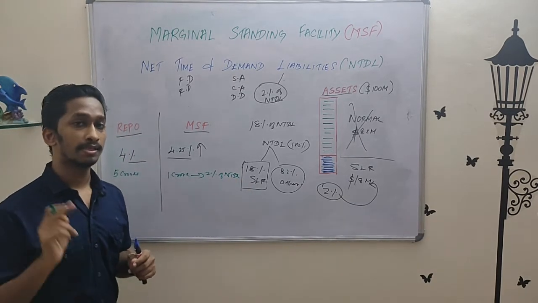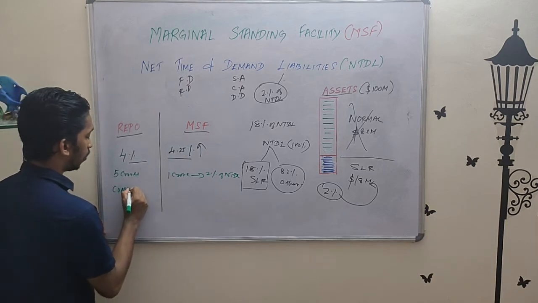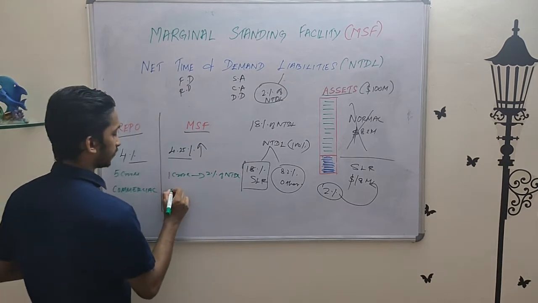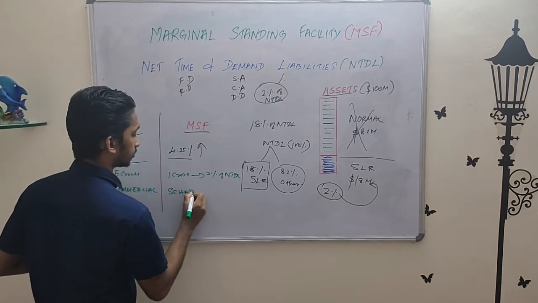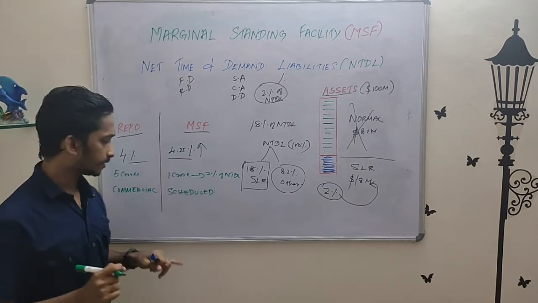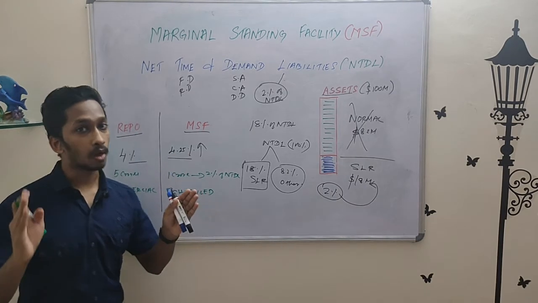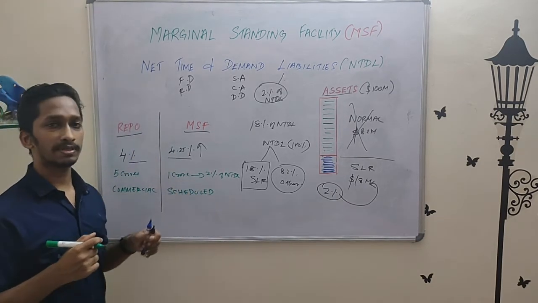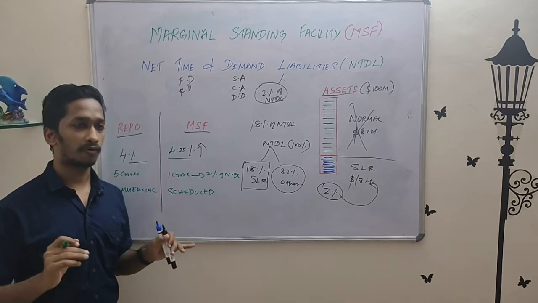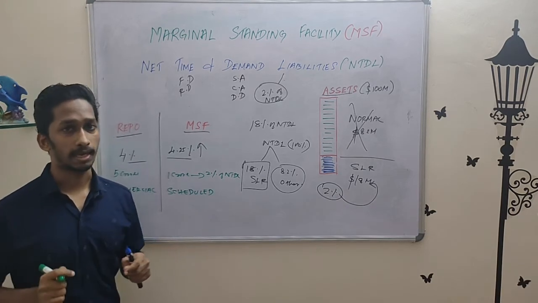Clear? Okay. The second major difference is that repo rate covers all commercial banks, whereas MSF covers scheduled banks. Now you will be thinking, what's the difference? The difference is, when they say commercial banks, it covers both scheduled and non-scheduled banks. So repo rate facility is available for all the banks, whereas MSF is available for only scheduled banks, those which come under the second schedule of the RBI Act.